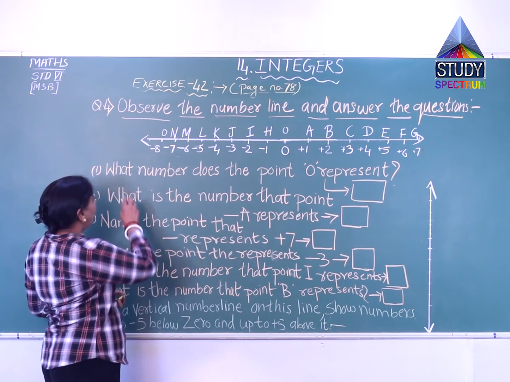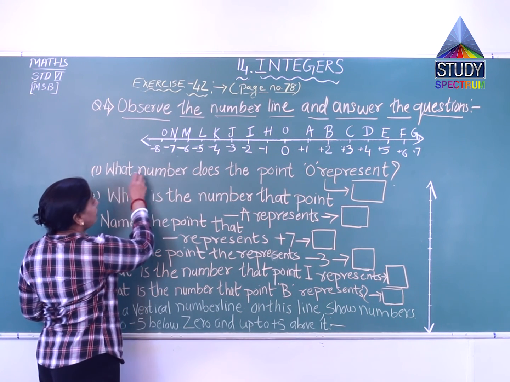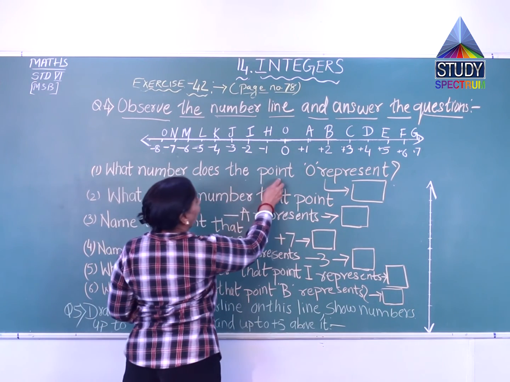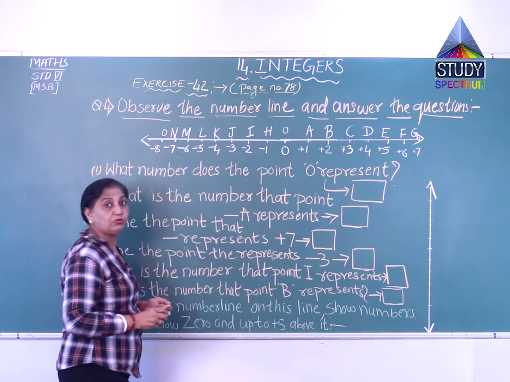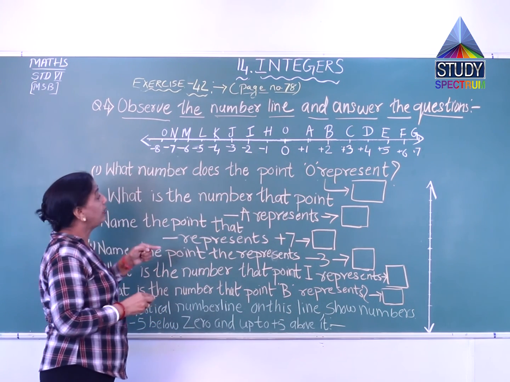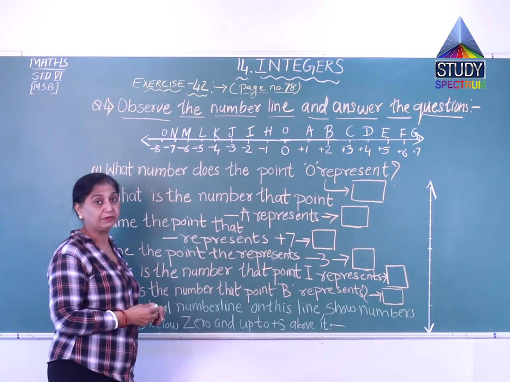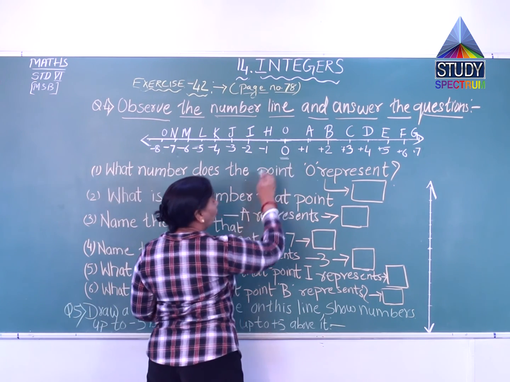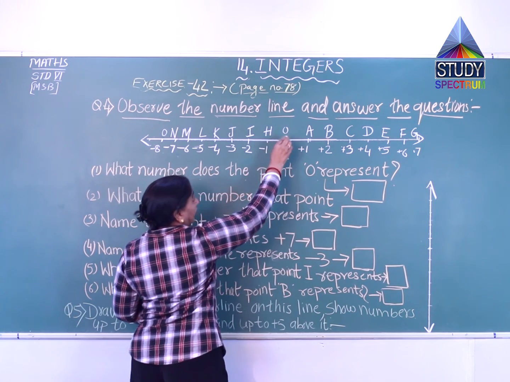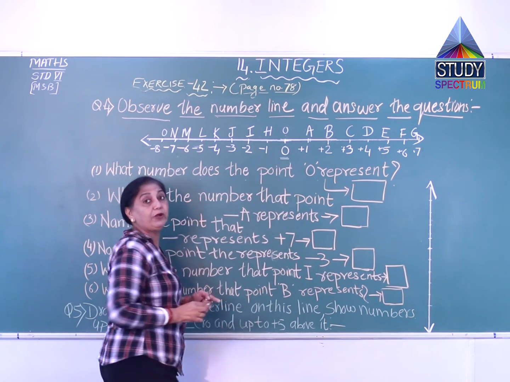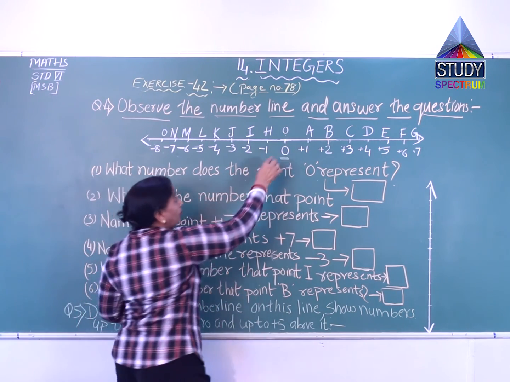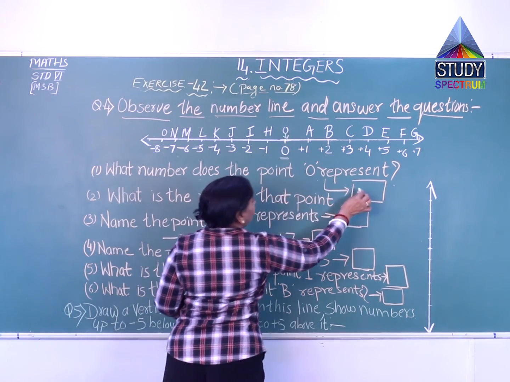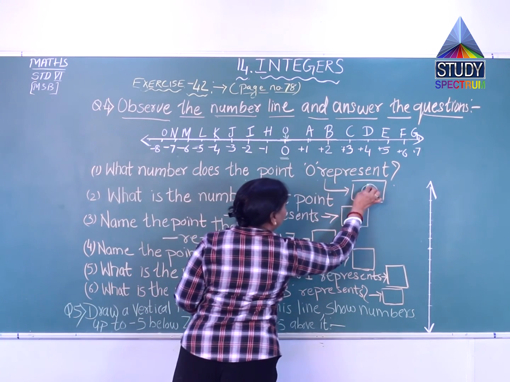Now, the first question given is, what number does the point O represent? So, what is the question? What number does the point O represent? Now, we'll move to the number line. Observe, see this. This is O here. Now, O represents what number? O represents number 0. So, I will write the answer 0.